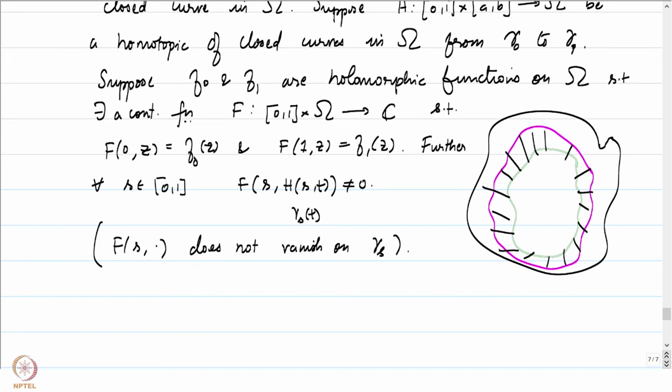Gamma s is basically h of s comma t. So, in particular f0 does not vanish on gamma 0, f1 does not vanish on gamma 1 and so on. That condition is being, so basically if, for example, all the zeros of f0, f1, or rather of f_s for that matter, lie outside this region, this particular condition is satisfied, and the hypothesis is satisfied.